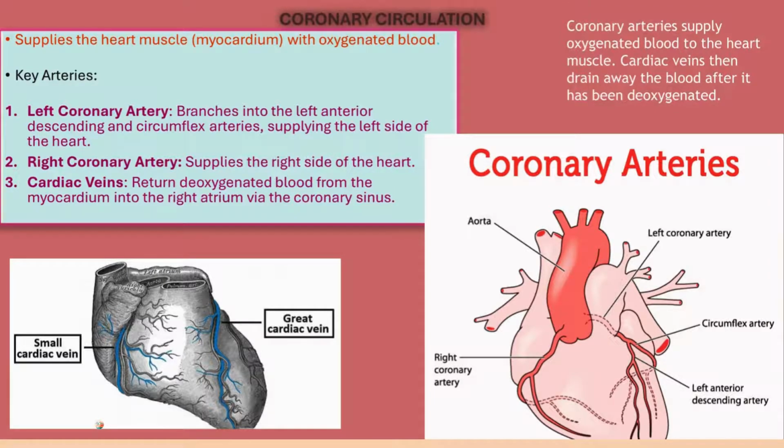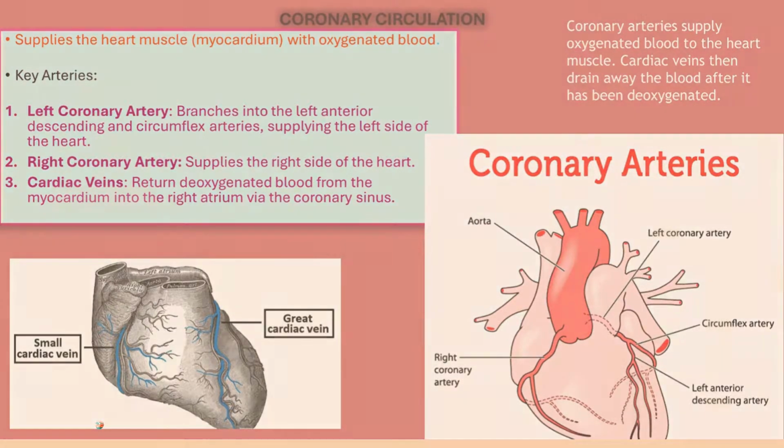Then we have cardiac veins. Cardiac veins carry the deoxygenated blood from the muscles of the heart back to the right atrium via the coronary sinus. In the human heart there are two cardiac veins, the small cardiac vein on the right side of the heart and the great cardiac vein which is present on the left side of the heart. You can see in the picture.